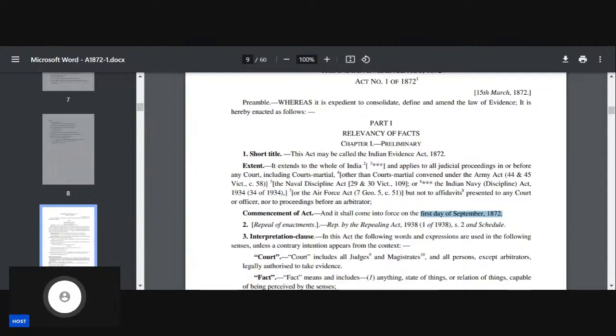Second thing, again, one thing which is important regarding Evidence Act is: who is the father of Indian Evidence Act, right? Who drafted Indian Evidence? Later, it got converted into Indian Evidence Act 1872. But who is the father? Anyone who knows the father of Evidence Act?